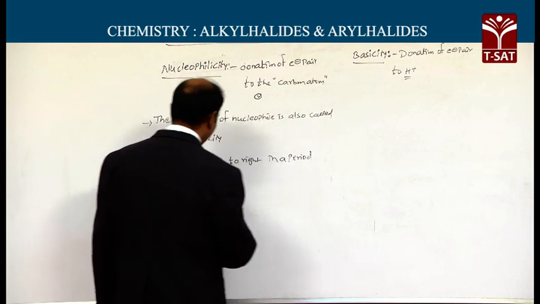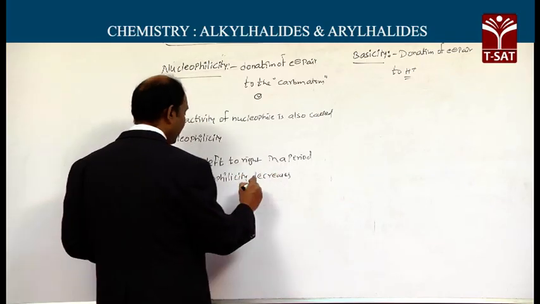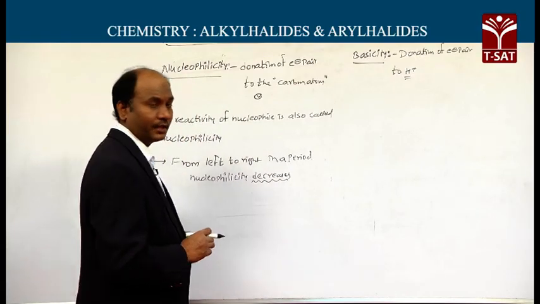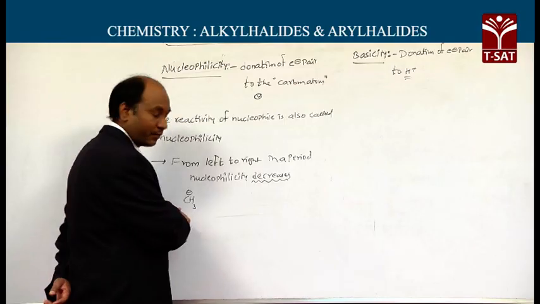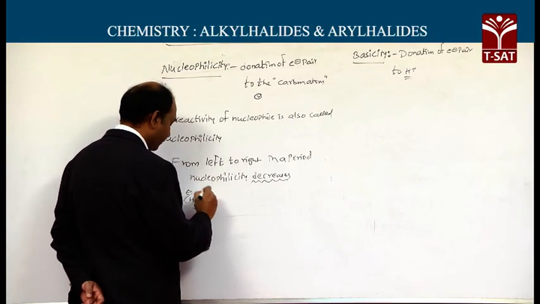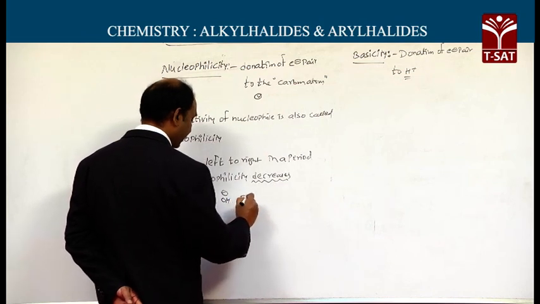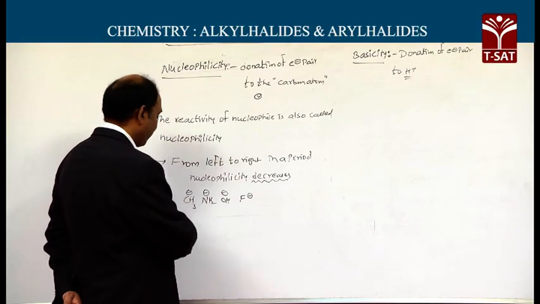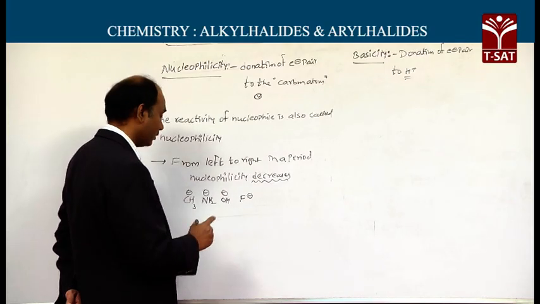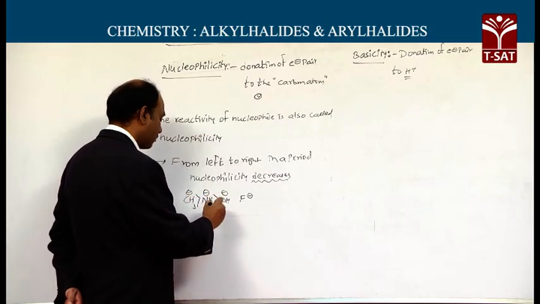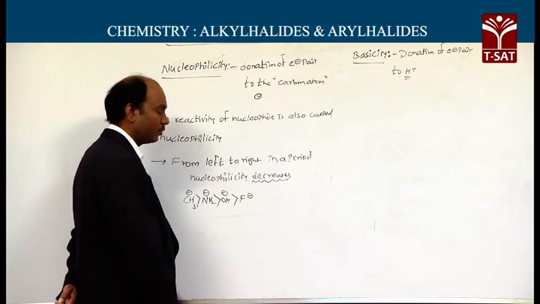From left to right in a period, nucleophilicity decreases. Why? Because the electronegativity increases, therefore nucleophilicity decreases. For example, this is CH3 minus. Next, carbon is a 4th group element, NH2 minus is a 5th group element, OH minus is a 6th group element nucleophile, and F minus is a 7th group element nucleophile. From left to right, electronegativity increases, therefore the tendency to donate lone pair decreases, therefore nucleophilicity decreases. CH3 minus is greater than NH2 minus is greater than OH minus is greater than F minus. That means CH3 minus has greater nucleophilicity when compared to F minus.